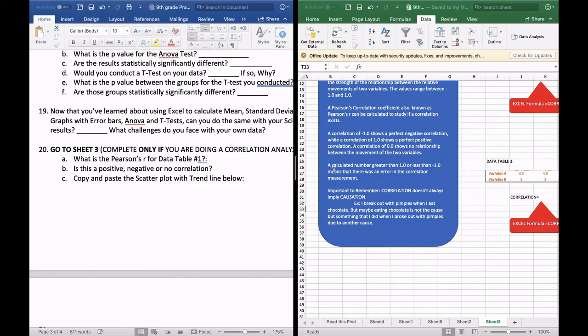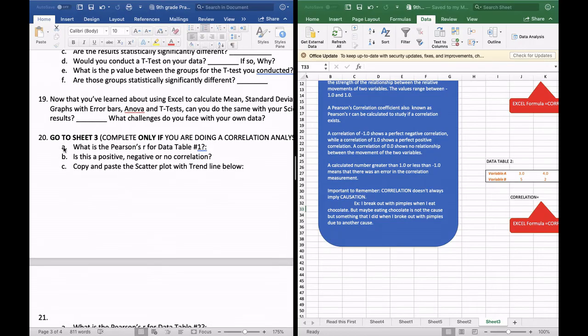The example that I give you here is if I break out with pimples every time I eat chocolate, can I then say that my pimples are being caused by the chocolate? Well, maybe not. What if the pimples are being caused by some other effect that you're not measuring here, like a hormonal effect? What if the hormonal effect is making you eat more chocolate and you then break out in pimples? So correlation doesn't always imply causation, and that's something you have to keep in mind when doing a correlation analysis. So you can answer A and B here, right?